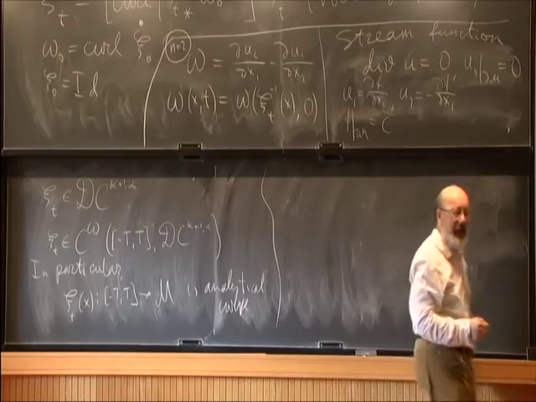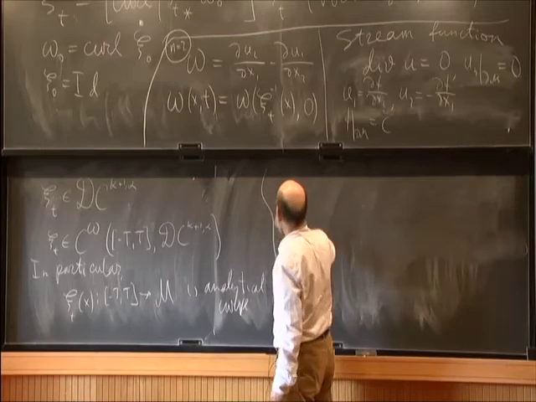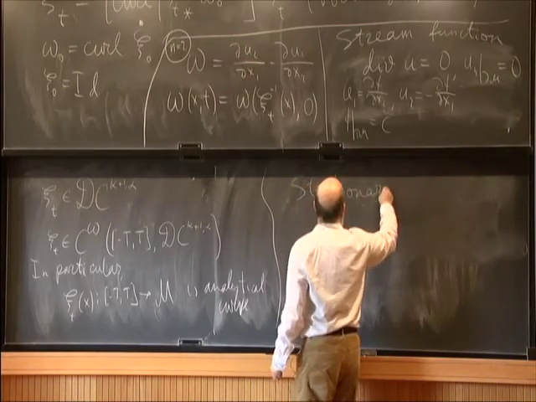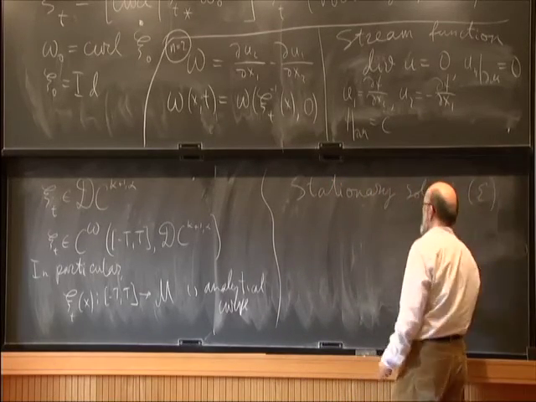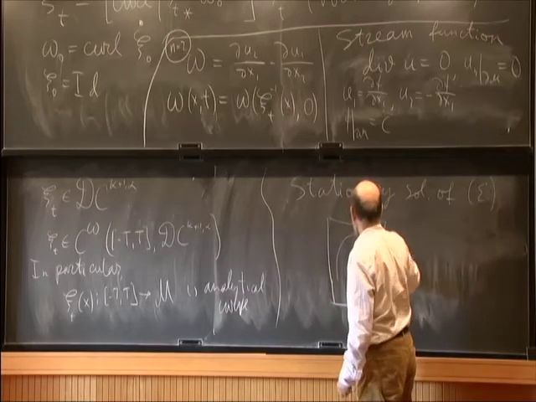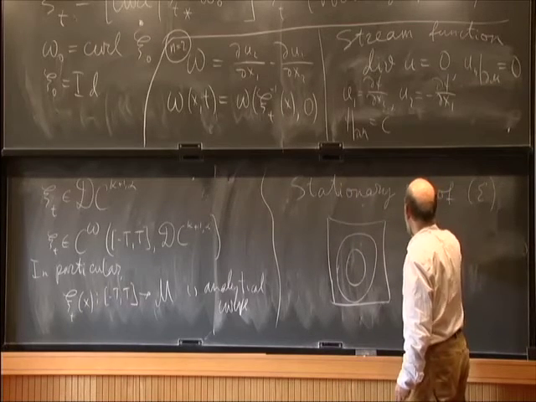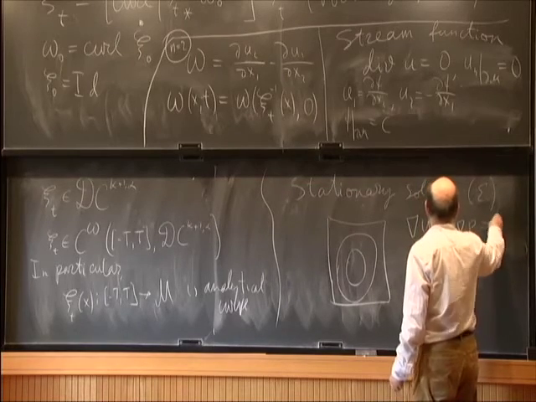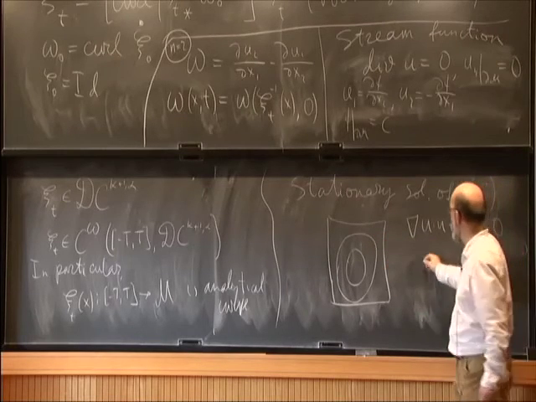To have the final stroke of this story, consider the stationary solution of the Euler equation. This time it will be the Euler equation. So it will be some flow which satisfies the equation (u·∇)u + ∇p = 0, without ∂u/∂t.